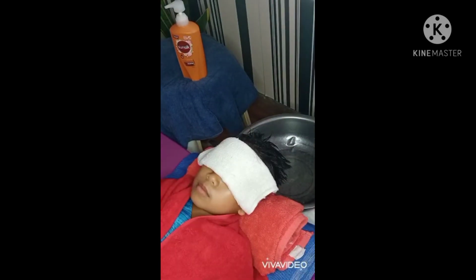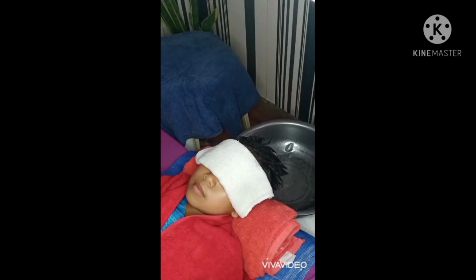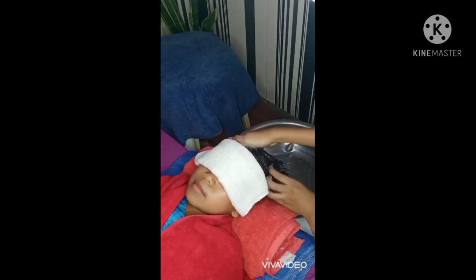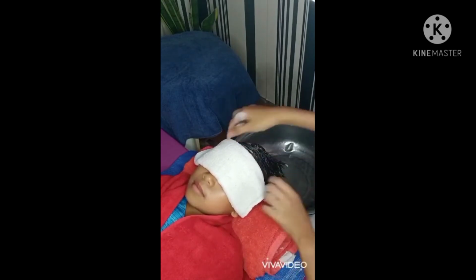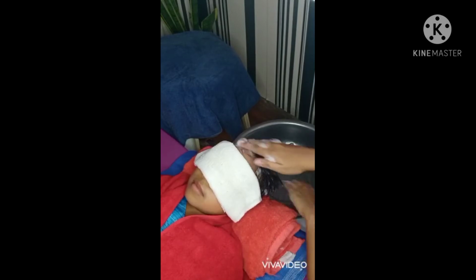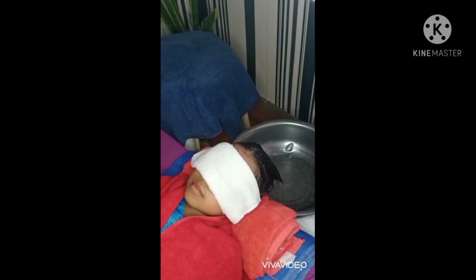Now, we are going to apply shampoo, massage the scalp with the pads of our fingers. Rinse the hair briefly and apply shampoo again. Make a good lather and massage the scalp. And then, rinse the hair thoroughly and dry the hair thoroughly.